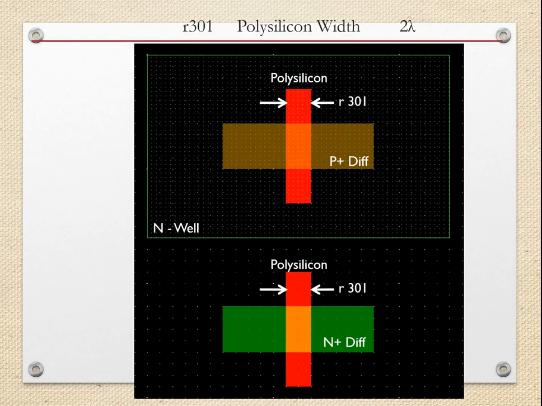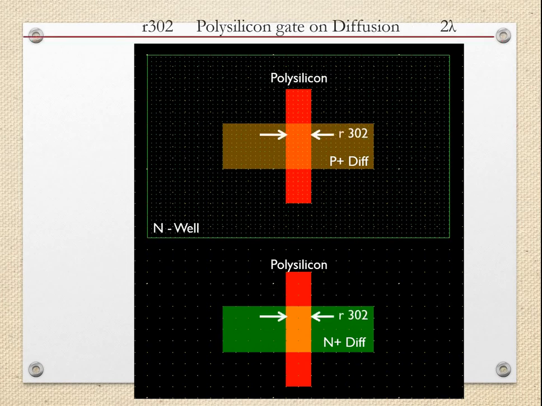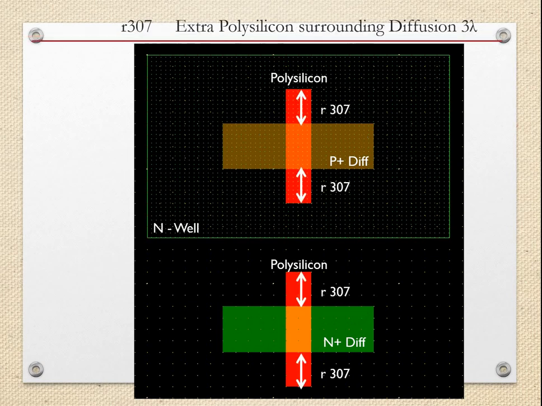Then the polysilicon width. Polysilicon layer is red color. So generally this polysilicon we are putting on a diffusion. It may be a P plus diffusion or an N plus diffusion. So width of this polysilicon should be at least 2 lambda. That is rule 301. Now rule 302, polysilicon gate on the diffusion, the width should be 2 lambda.